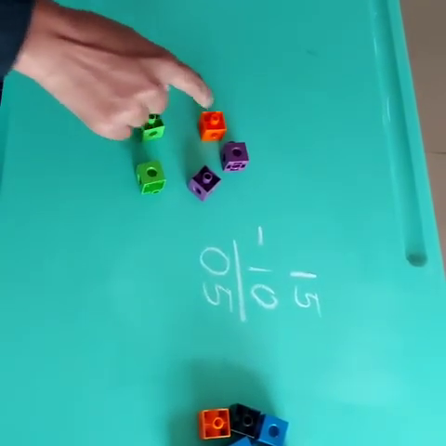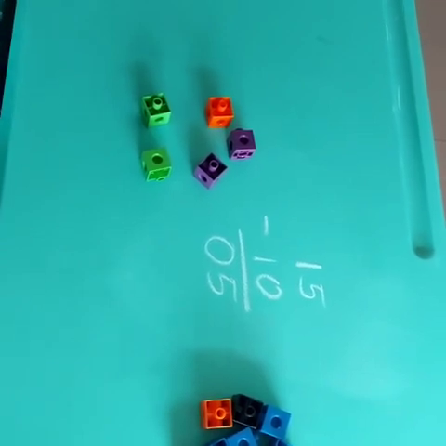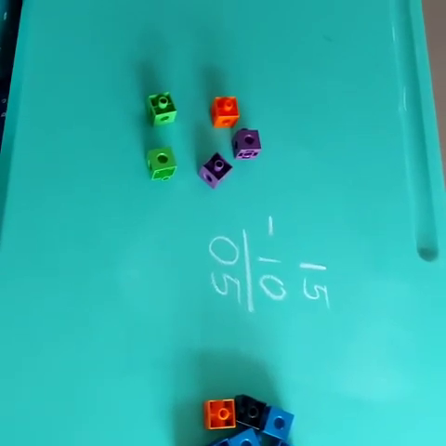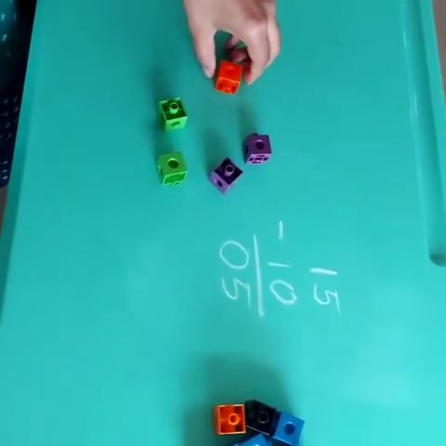1, 2, 3, 4, 5. So this is what we call subtraction. When you give something to your friend and you find out the remaining, that is what we call subtraction.